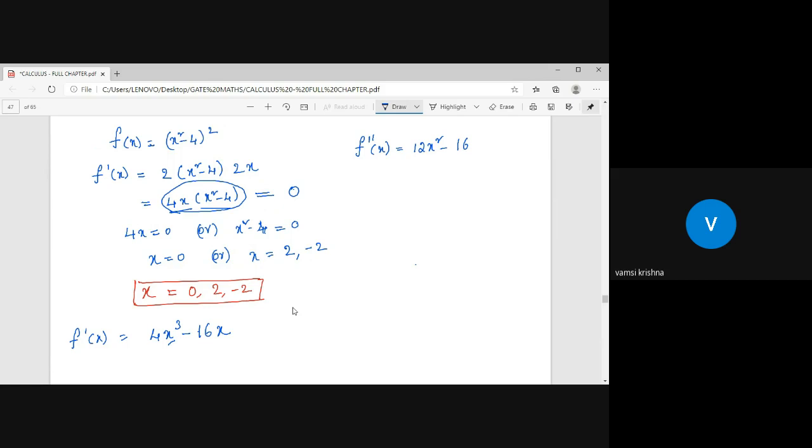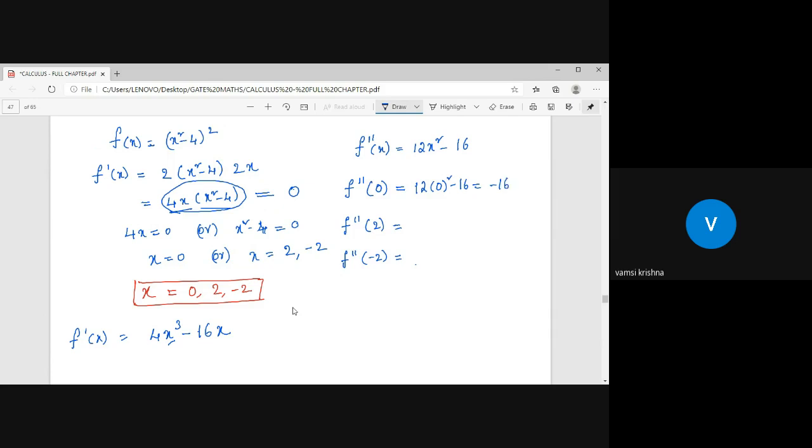Let us substitute the roots one by one. So one root is f double dash of 0. Another root is f double dash of 2. And another root is f double dash of minus 2. These are the three roots I got for x. So in place of x, if I substitute 0, 12 into 0 square minus 16, the result is minus 16.